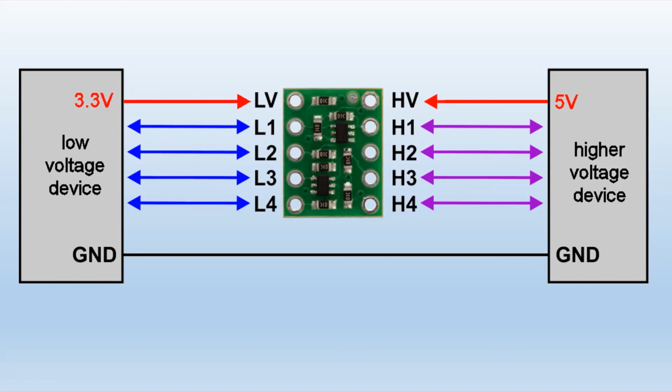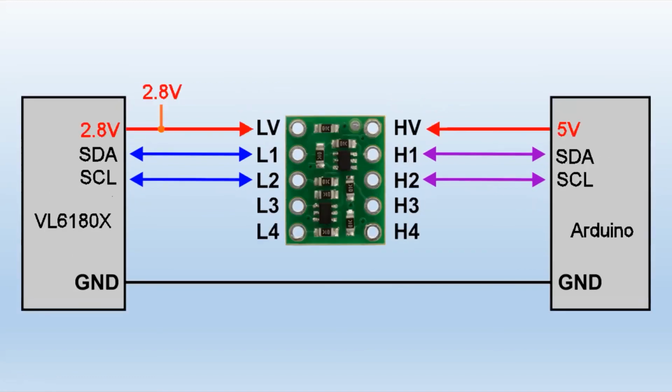How do you apply that to ours? That's our module. We're taking a 2.8 volt supply to feed the module on the left-hand side, but also feed the LV pin. The Arduino's 5 volt pin comes out to the HV of the level shifter. And now any changes in SDA, SCL will be reflected across the device at different voltage levels. We've solved the problem.